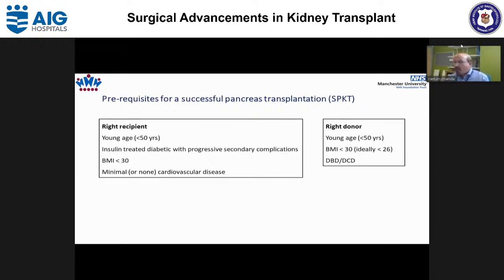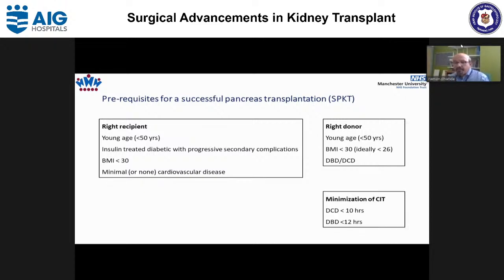Then you need to have the right donor, so it could be either DBD or DCD. 60% of our transplants in Manchester in particular are from DCD donors, and we accept donors below 60 years of age, although during the pandemic we've just been more careful and vigilant, choosing only young donors. BMI ideally less than 30, but I've done a pancreas transplant from a donor of 32 BMI with a pristine pancreas. So it all depends on how the pancreas looks rather than going by the numbers. But ideally, a BMI of less than 26 is what you aim for.